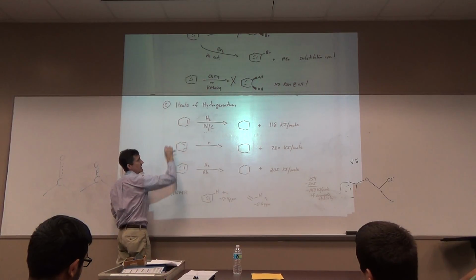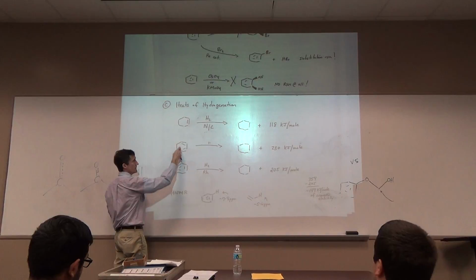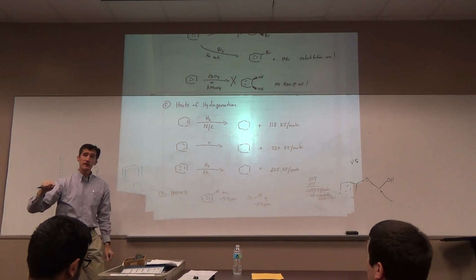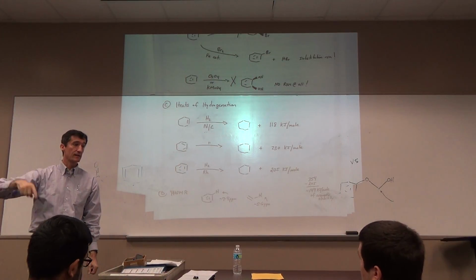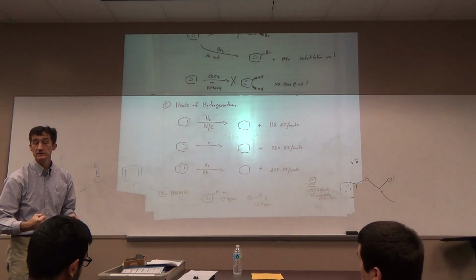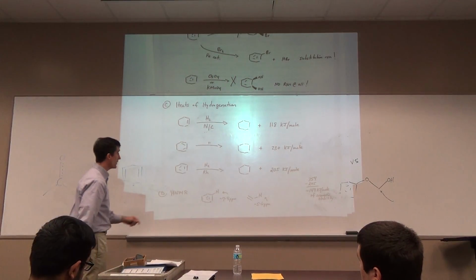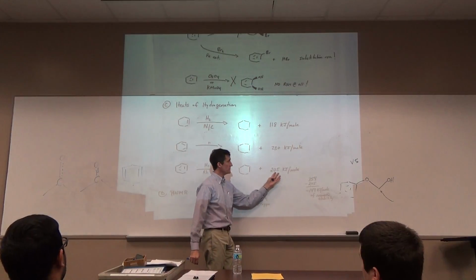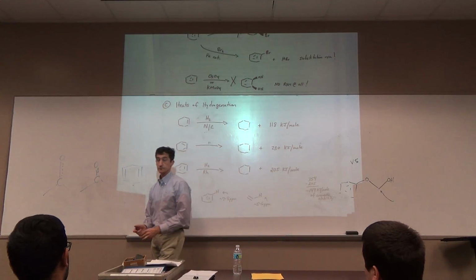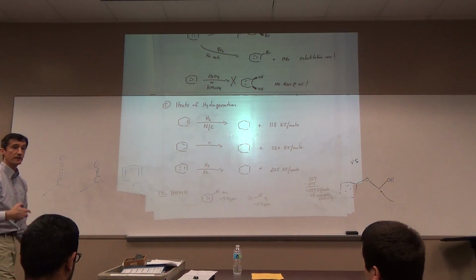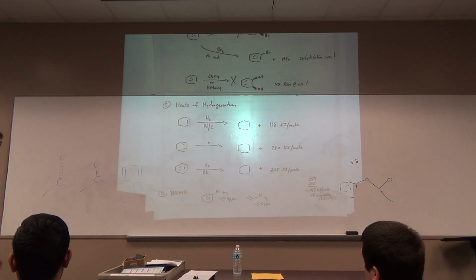Now, it doesn't sit as low as that one. Why does it sit lower than these? Because once we put the third one in, now we have the magical cyclic conjugation that really stabilizes it. Makes it sit lower, and since it sits lower, when it comes here, it doesn't have as much energy to give off. So the heat of hydrogenation can help tell you something. Okay?